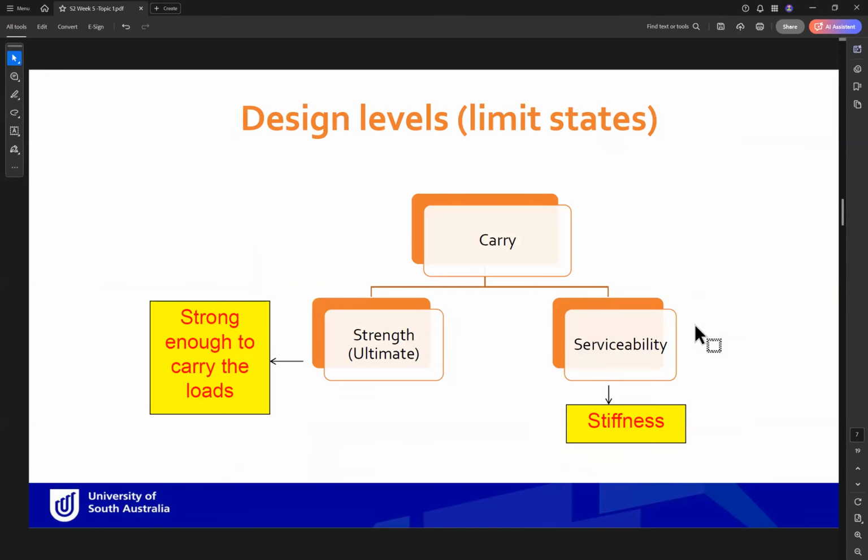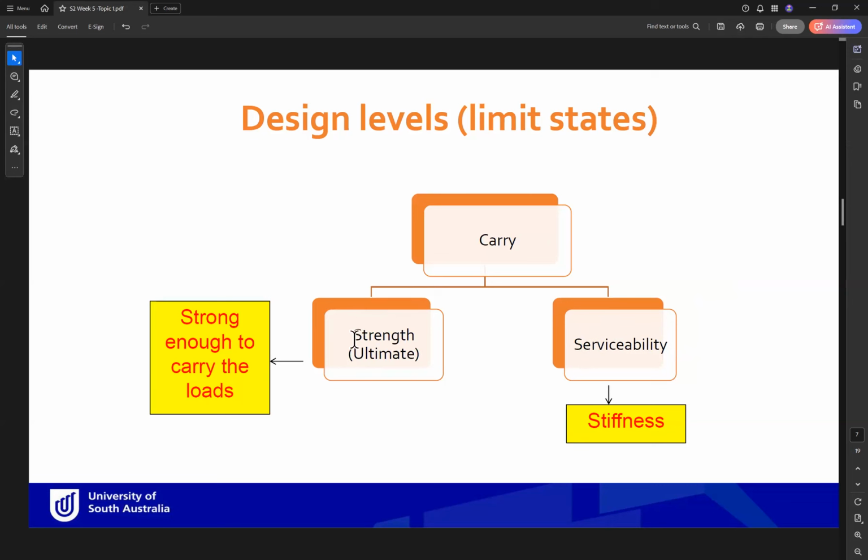And then the next is the design procedure or design levels. In the standard, this is named as limit states. So we have two types of limit state. We have ultimate or strength limit states, and we have serviceability limit state.